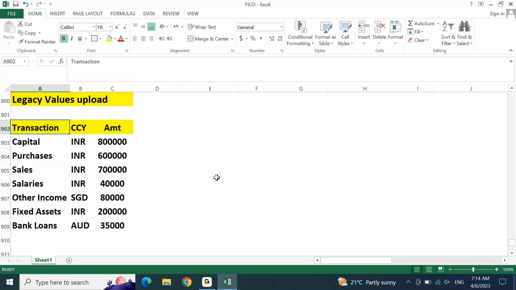Now we talked about something here: legacy values upload. I'll give the transaction and the currency. For your legacy balance upload, this is what we are going to get: the transaction and then the amount. Here you are going to have an accounting entry.